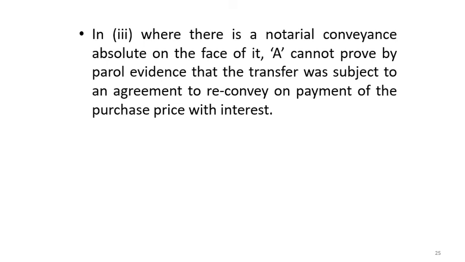Now in the third one, as we have seen, there's an absolute transfer. Now the transferor alleges by parole, oral evidence, that B agreed to transfer the property to A on payment of the purchase price plus interest. Where there is a notarial conveyance absolute on the face of it, A cannot prove by parole evidence that the transfer was subject to an agreement to reconvey on payment of the purchase price with interest. That we will see later very clearly.